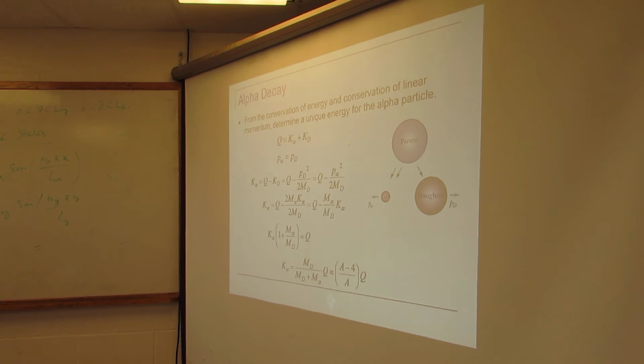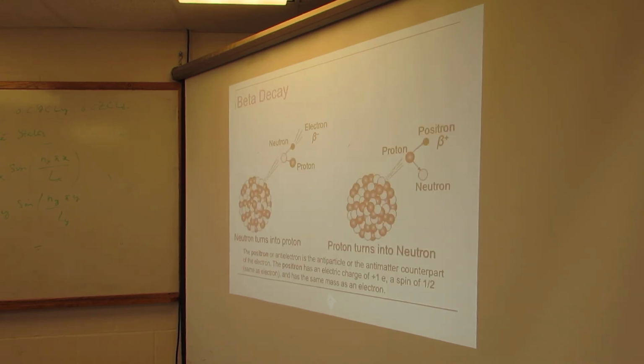Now let's see about the beta decay. Protons or neutrons, nucleus, and it turns neutrons into protons or protons into neutrons by emitting or by giving off an electron or a positron. Yes, exactly. This is what happened.